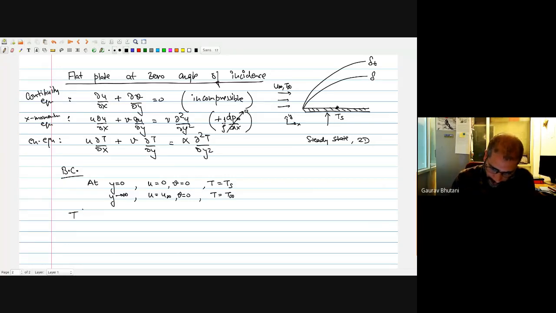Okay, so let's see the functional dependence. If I look at my energy equation, I can see that my T depends on X and Y, of course. It also depends on U and V.